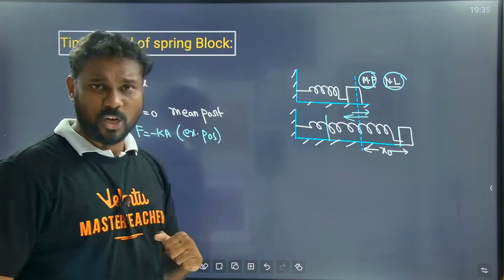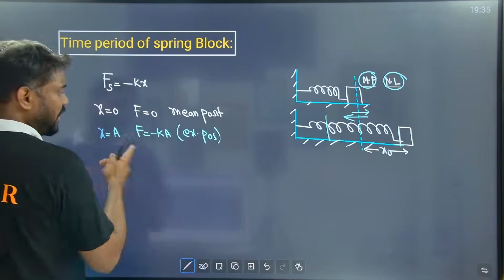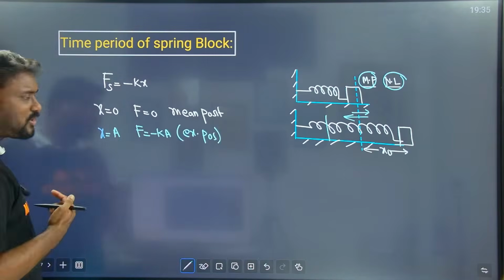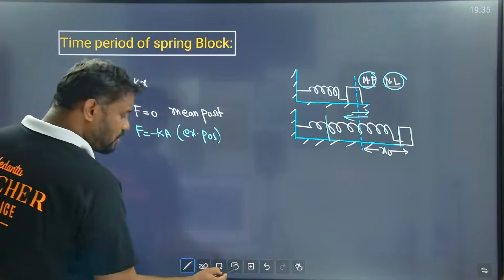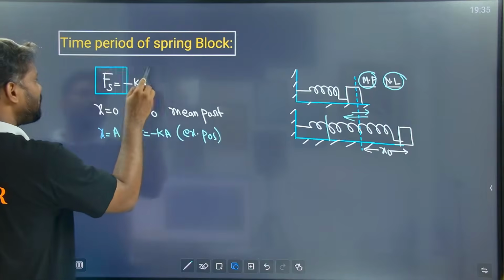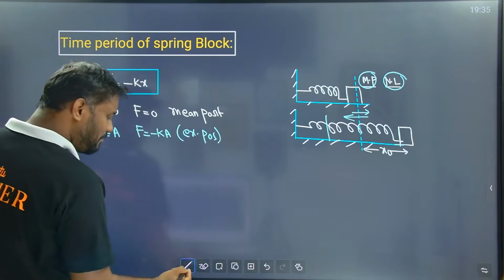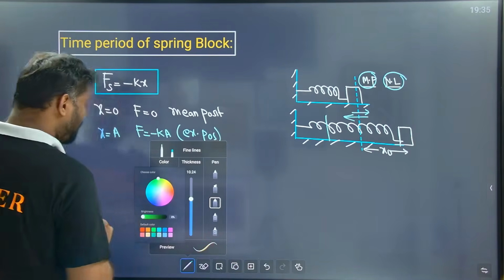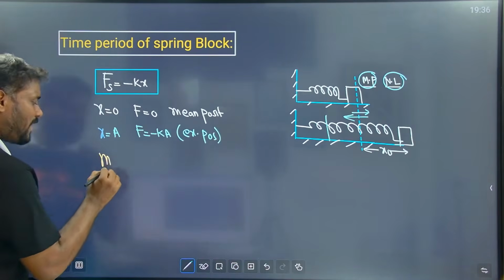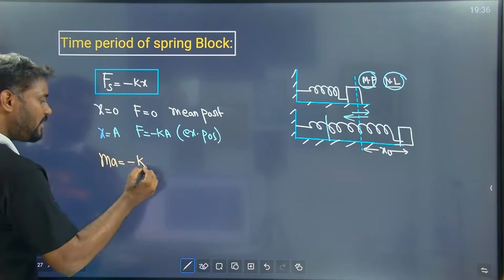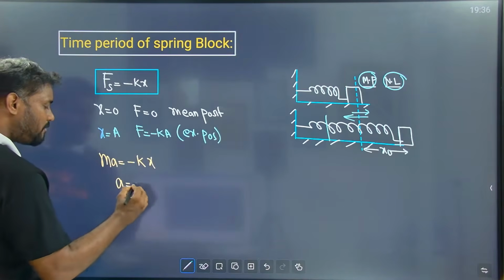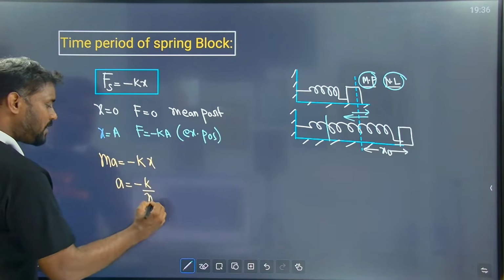How can we calculate its time period? Because we already know that, we know the value of the spring force, K. How can we define the spring force? We can define that F is equal to K into X. Can I represent it in terms of M? Mass into acceleration is equal to minus K into X. What is the value of A? Minus K by M, that is X.